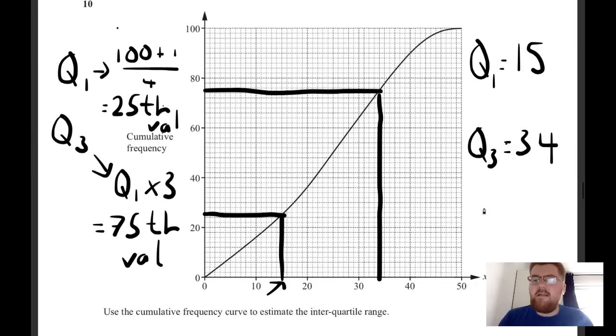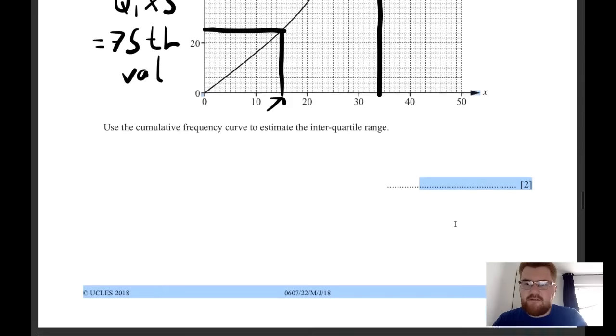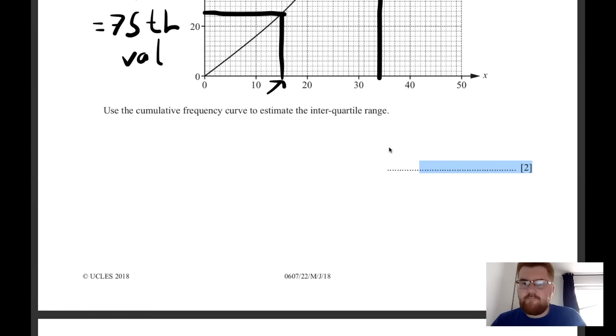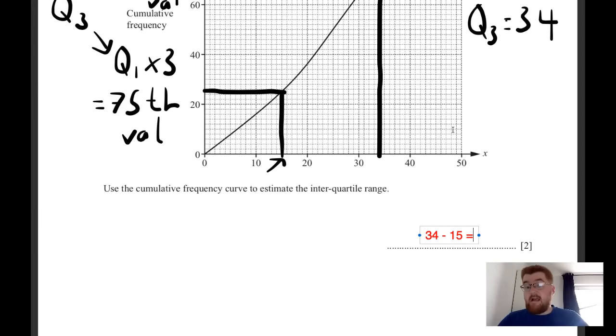And therefore our answer to the question, the interquartile range, is the difference between these numbers. So let me get a text box up. To find the difference between these numbers, it's 34 minus 15. Just check that, 34 minus 15. Good, and that's going to be equal to 19, if I'm not mistaken. So your answer will be 19.